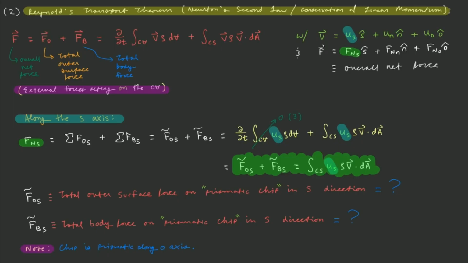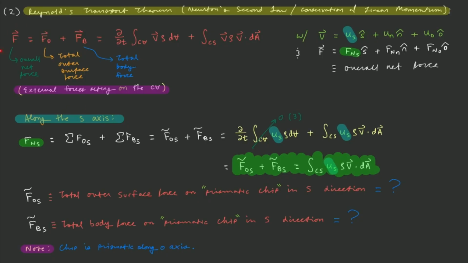Now we're going to break up this equation, because it's a vector equation, into 3 components, so you can have an equation for each component of your vector. Since we're working in Cartesian space, we have 3 components. Normally you'd have an x component, a y component, a z component. Here we have an s component, an n component, and an o component. In the same way in statics you would sum forces in the x direction, the y direction, the z direction, here we're going to sum forces in the s direction.